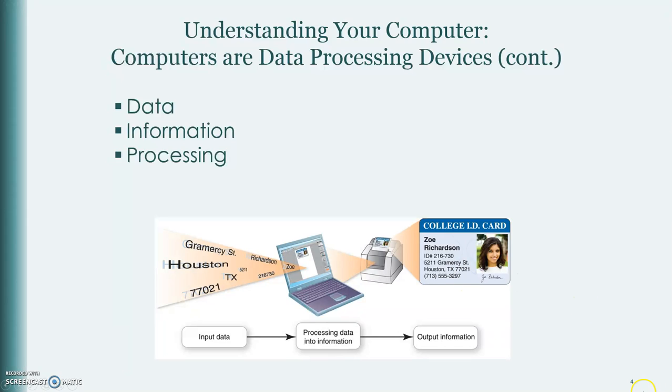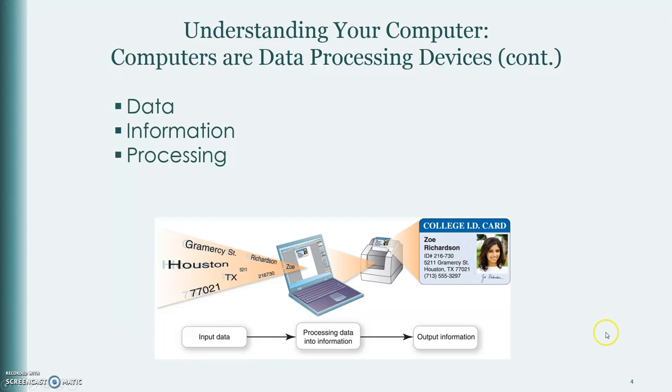Information is data that has been organized or presented in a meaningful fashion. So, when your computer provides you with a contact listing that indicates Zoe Richardson can be reached by phone at 713-555-3297, that data now becomes useful information. Now we know that that is a phone number. Okay? And processing is just the manipulating, calculating, or organizing that data into information.